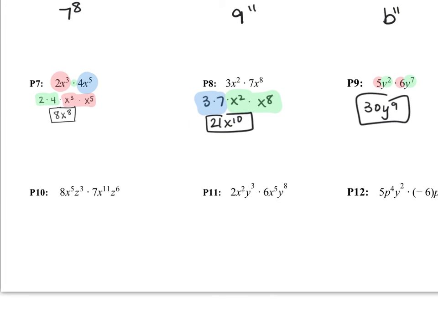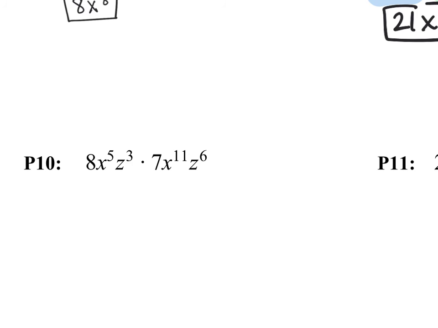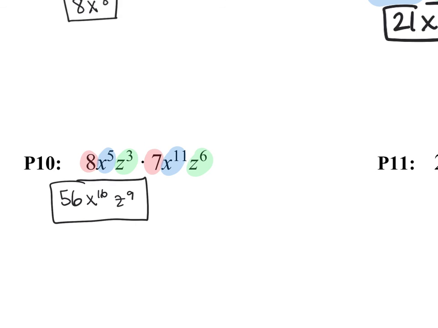So again, the only operation going on in this entire problem is multiplication. There's multiplication happening between the 8 and the x to the 5th, between the x to the 5th, the z to the 3rd. There's multiplication here, here, and here. So I can rearrange these in any order that I want. So I could multiply first my 8 times 7. That would give me 56. Next, I could multiply my x's, x to the 5th times x to the 11th. Since I'm multiplying my x's and they have the same base, I can add their exponents to get x to the 16th. Then I could move on to my z's. Z to the 3rd times z to the 6th would be z to the 9th, for a final answer of 56 x to the 16th z to the 9th.